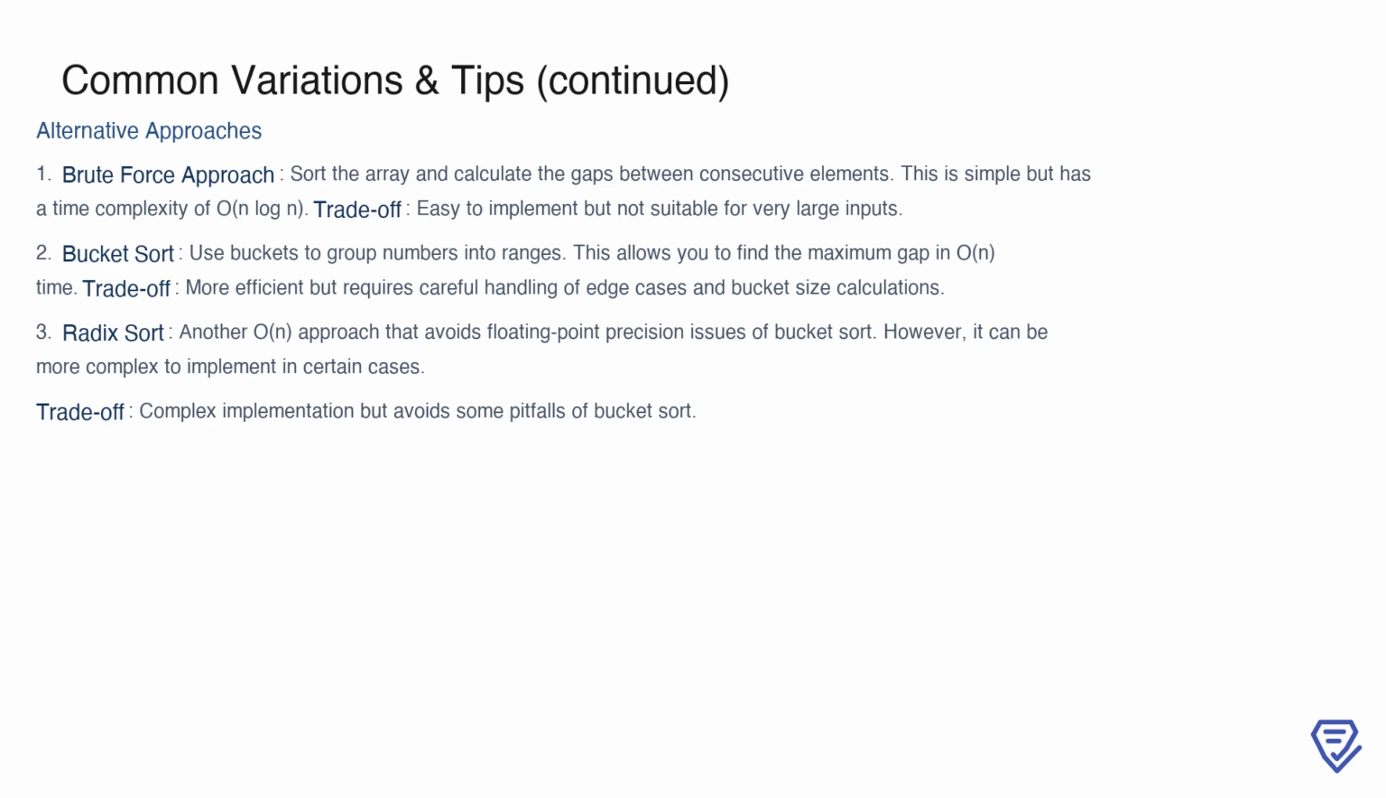Another alternative is radix sort, which is also an O(n) solution and avoids some of the floating point precision issues that bucket sort might encounter. That said, radix sort can be more complex to implement in certain scenarios. Understanding these trade-offs is key to selecting the right approach based on the problem's constraints and requirements.